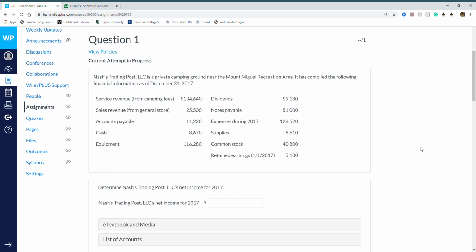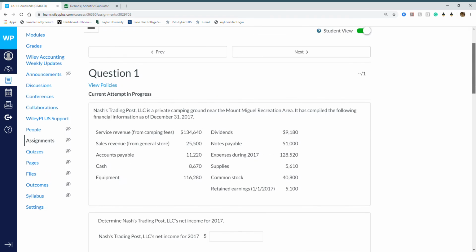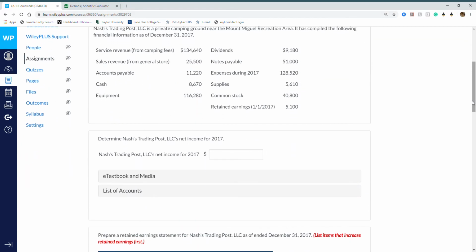Starting off, question number 1. We have Nash Trading Post LLC, a private camping ground near the Mount McGill Recreation Area. It has compiled the following financial information. Everything else is okay. We're just going to focus on completing these items, and we just need the numbers. You don't need the commas. Just put in the number.